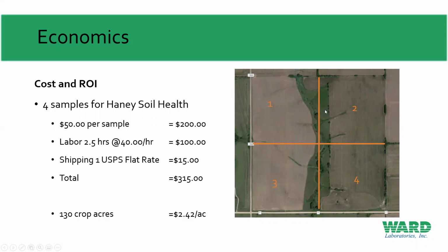The waterway obviously takes up space, so we have 130 crop acres. Well, $315 over 130 crop acres, we just spent $2.42 per acre to base all of our fertility decision making on. You can't tell me that is a cost that, when you go to see what you need to trim, $2.42 is definitely not the highest priority.